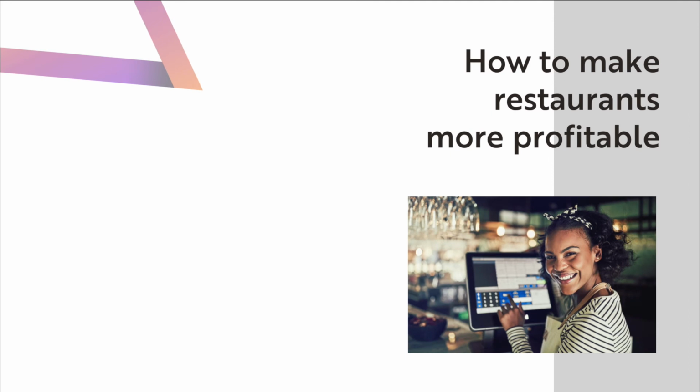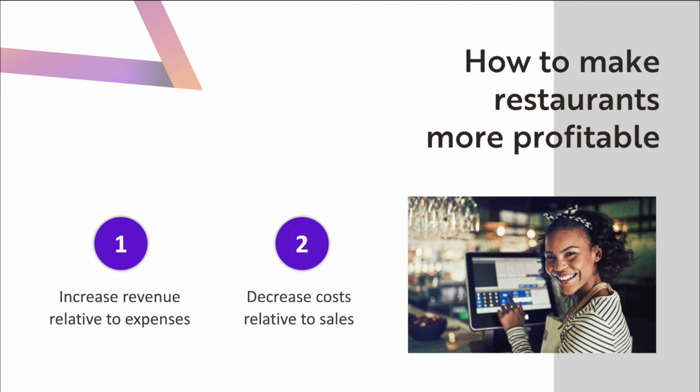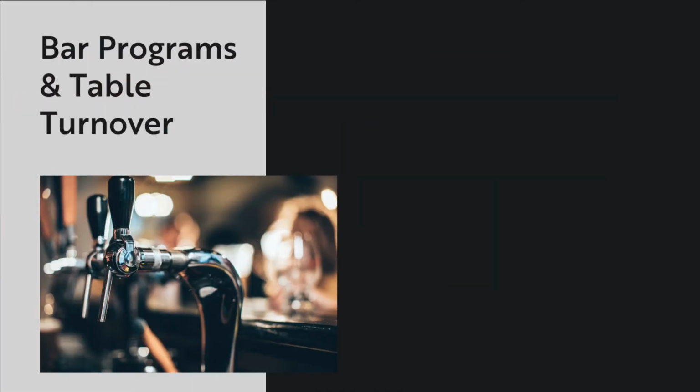So now you might be asking, how to make our restaurants more profitable? There are two ways that operators can improve their bottom line. You increase revenue relative to your expenses, or you decrease costs relative to sales. So a great way to do this is bar programs and table turnover.